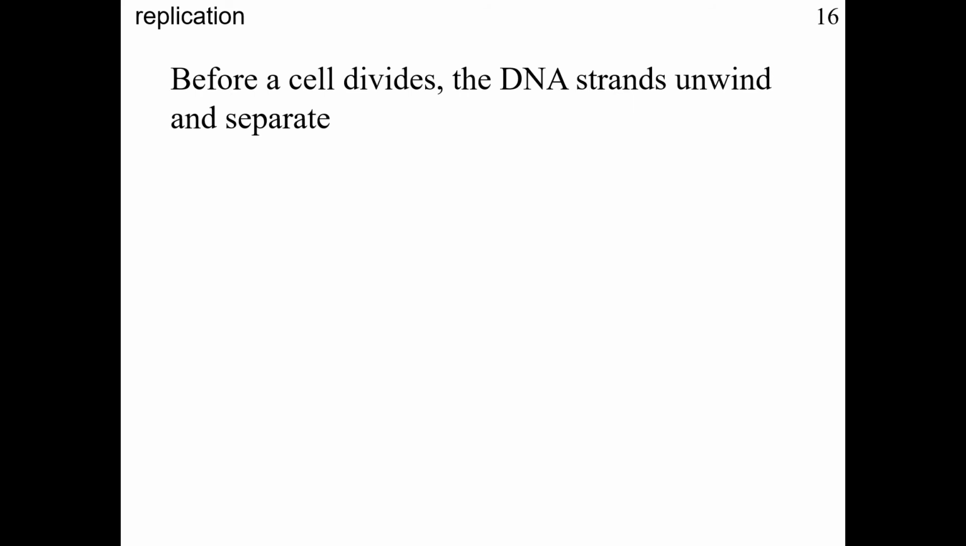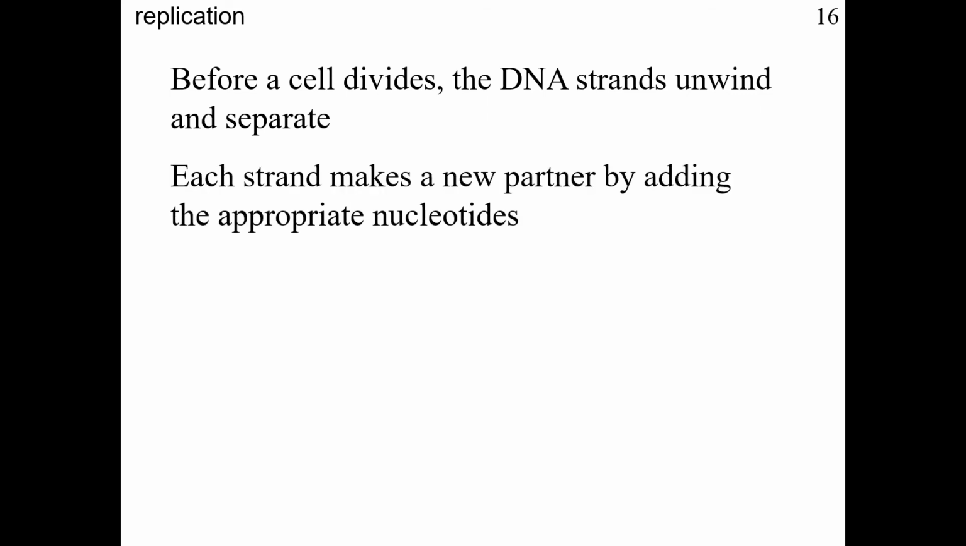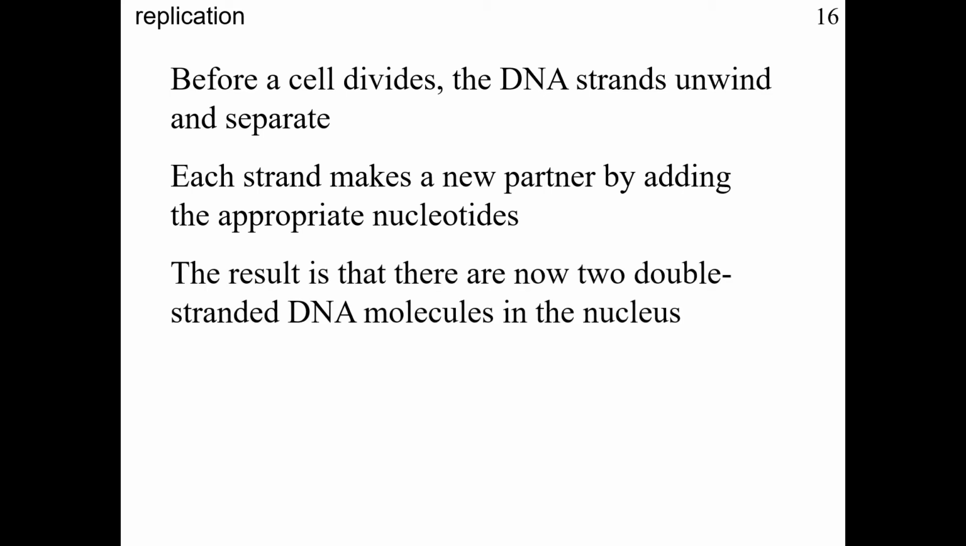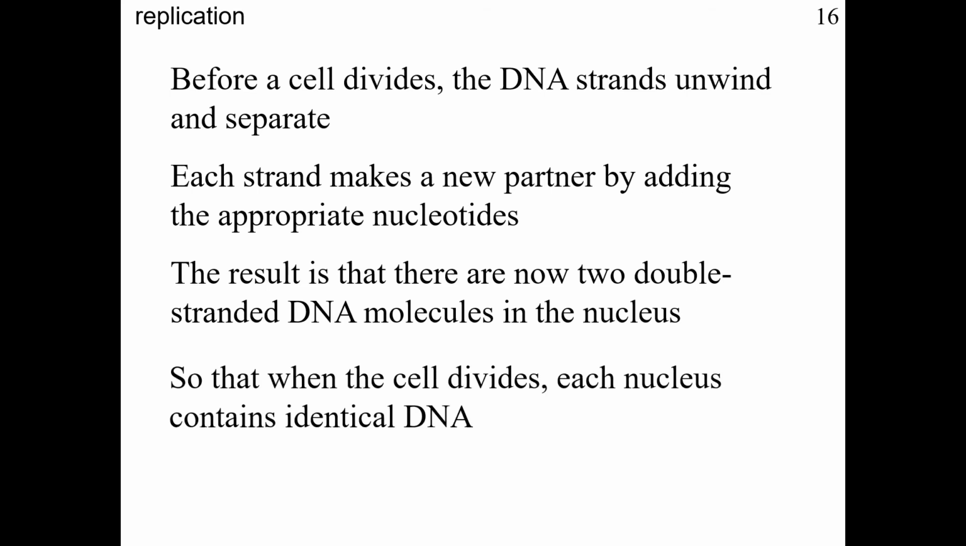Now, before a cell divides, the DNA strands have to unwind and separate. And each strand is going to make a new partner by adding the appropriate nucleotides. This is called replication. The result is that there are now going to be 2 double-stranded DNA molecules in the nucleus, so that when the cell divides, each nucleus contains identical DNA.